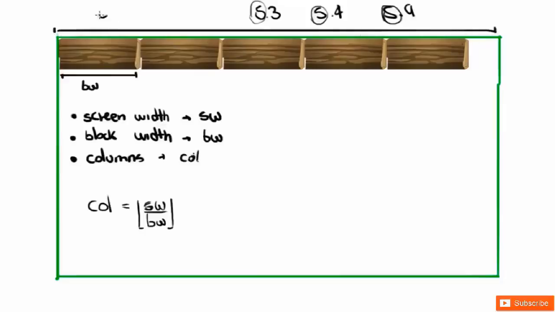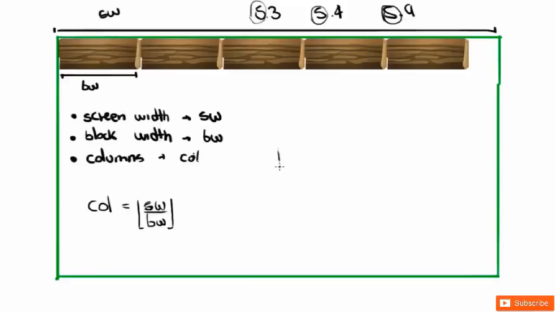this is SW. Okay, so what I want here is a factor that when I multiply it by the block width, and I do this for each column, for each block, I get the screen width. It's a pretty basic equation, right?